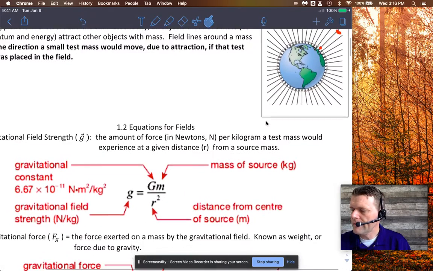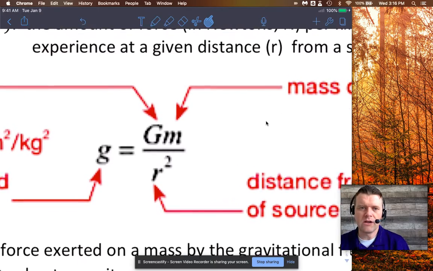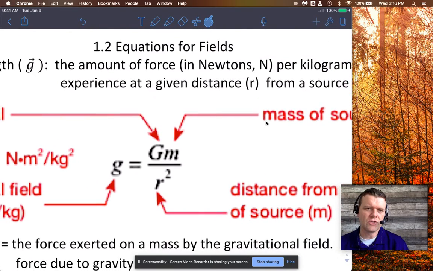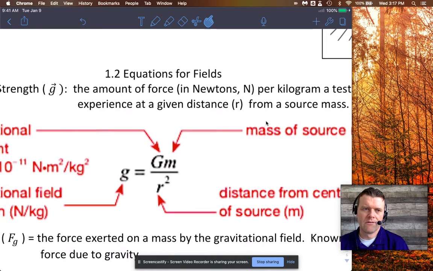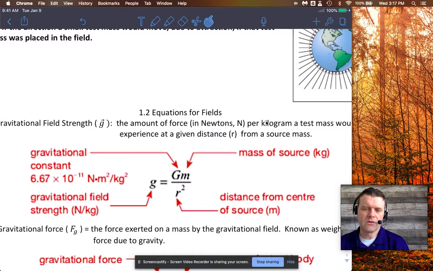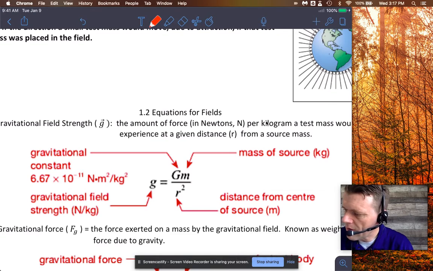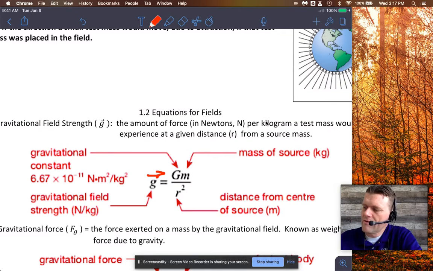Anyway, this is the formula right here, and sorry, that's a little blurry. Little g is equal to big G times m divided by r squared. All the parts are listed there for you. Little g often has an arrow written above it, but it doesn't always have to show that. That's the gravitational field.